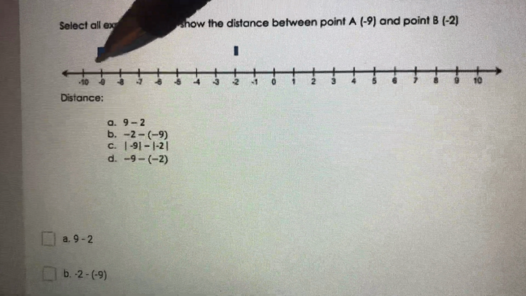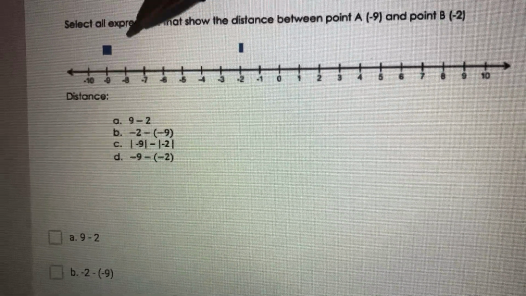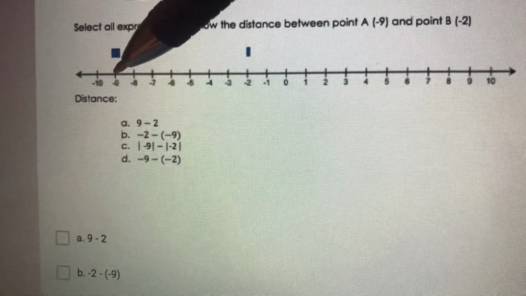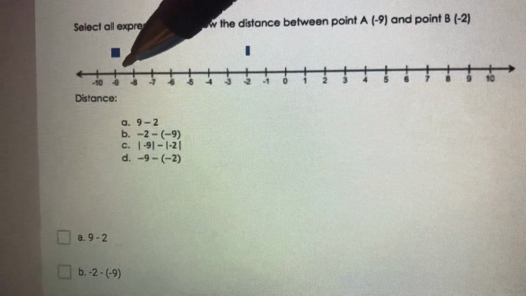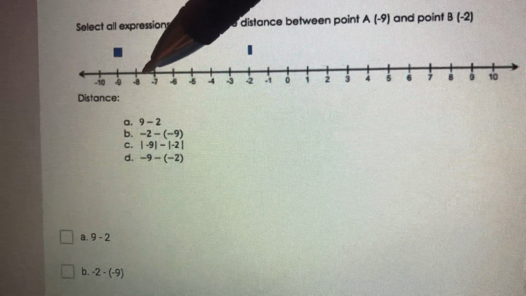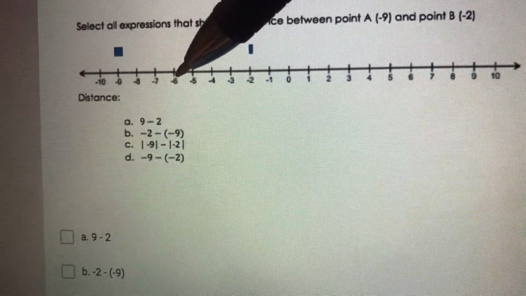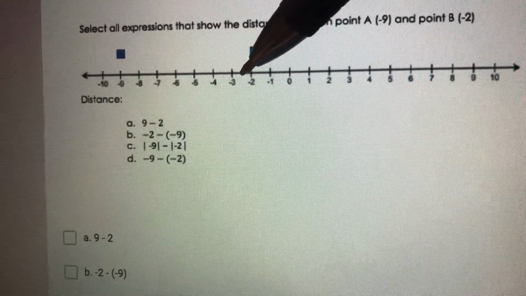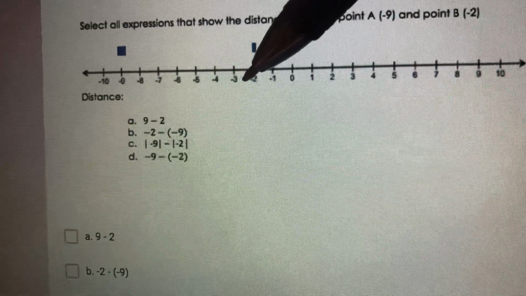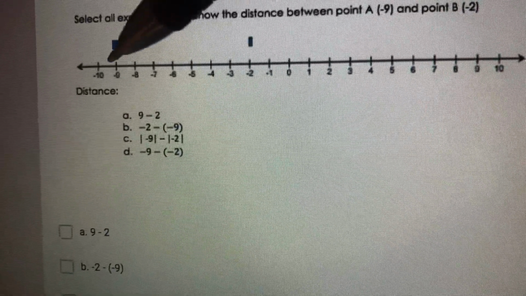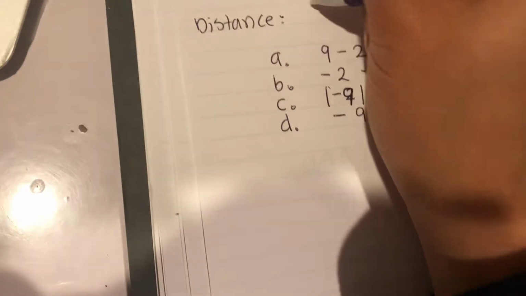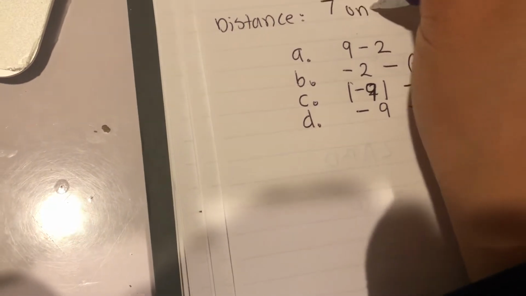The distance between -9 and -2, if I were to count, remember, you go from, you count the space in between, right? So 1, 2, 3, 4, 5, 6, and 7. Okay, so the distance between -9 and -2 is 7 units. So we're going to actually go over here and write 7 units.